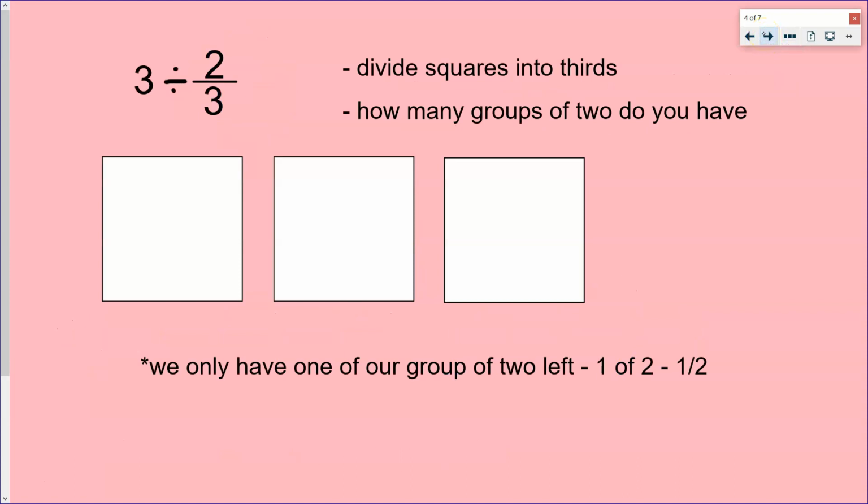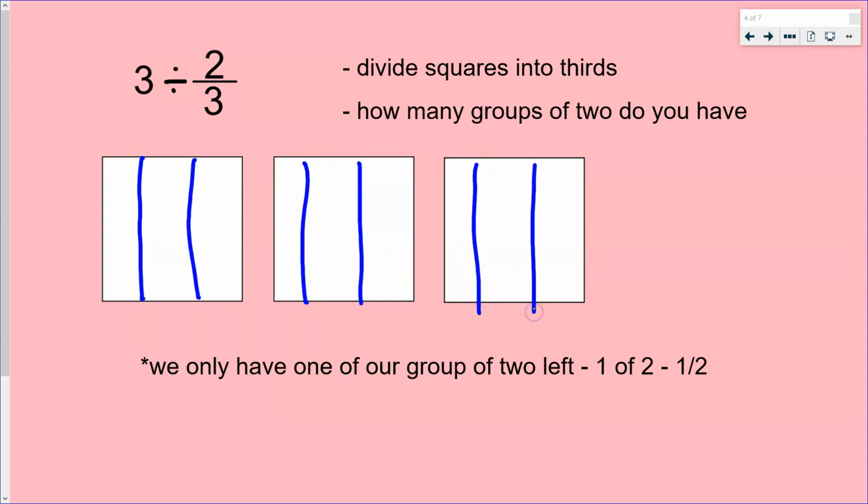All right, let's do one with some pictures here. So here we have 3 divided by 2/3 again. Okay, another way of doing this, we're going to divide these squares into thirds. Pardon my not so even. And then we're going to talk about how many groups of 2 we have. Okay, so 1, 2, 3, 4. Okay, so we have 4 groups of 2. Okay, and we only have one of our group of 2 left. So 1 of 2, that's your half. Okay, so that's another way of doing it.